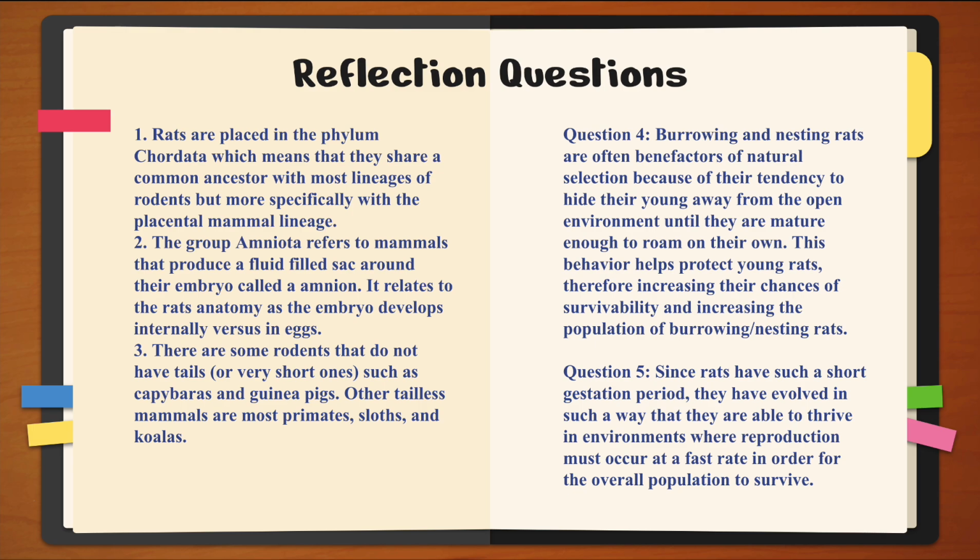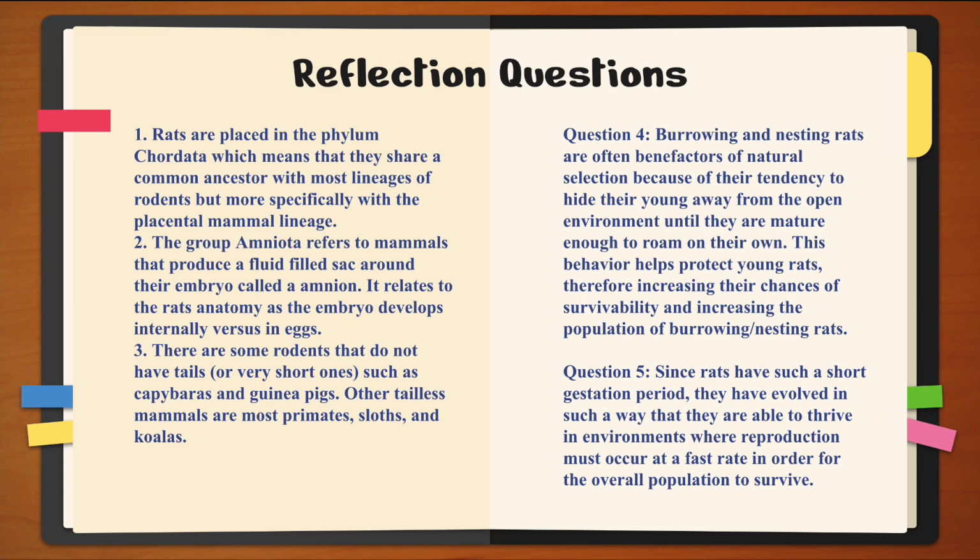The first one, rats are placed in the phylum Chordata. This means that they share a common ancestor with most lineages of rodents, but more specifically with the placental mammal lineage. For number 2, the group Amniota relates to rats' anatomy as the embryo develops internally versus in eggs. As for the third one, there are some rodents that do not have tails or that are very short, such as capybaras and guinea pigs. Others are tailless, like primates, sloths, and koalas.